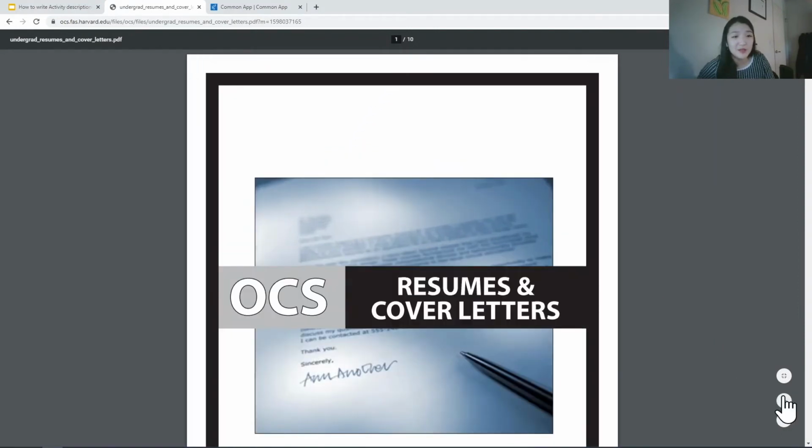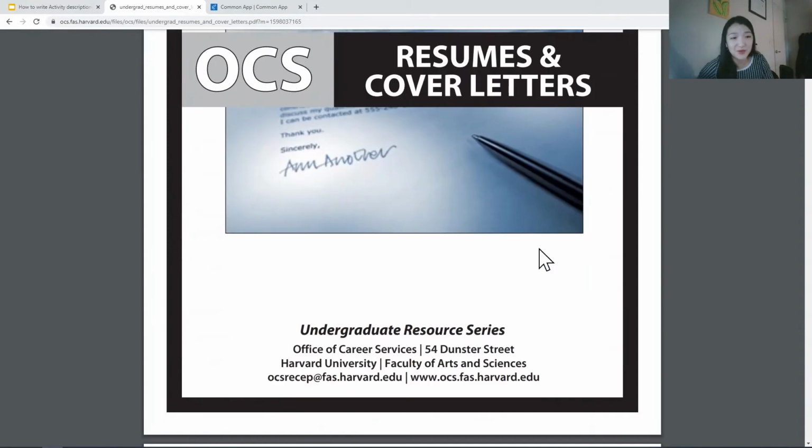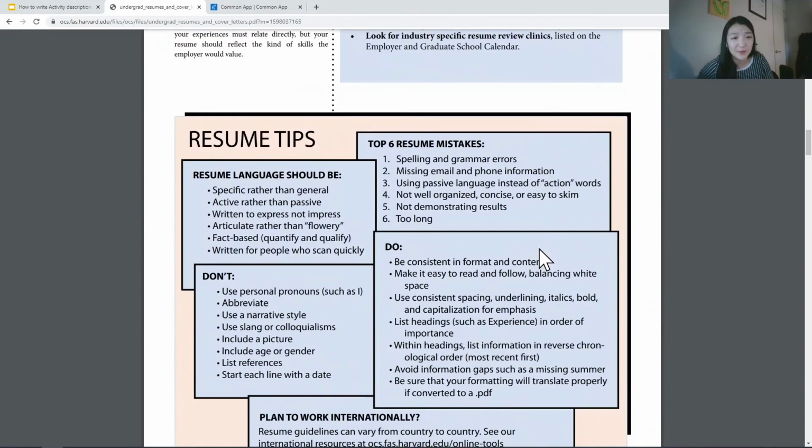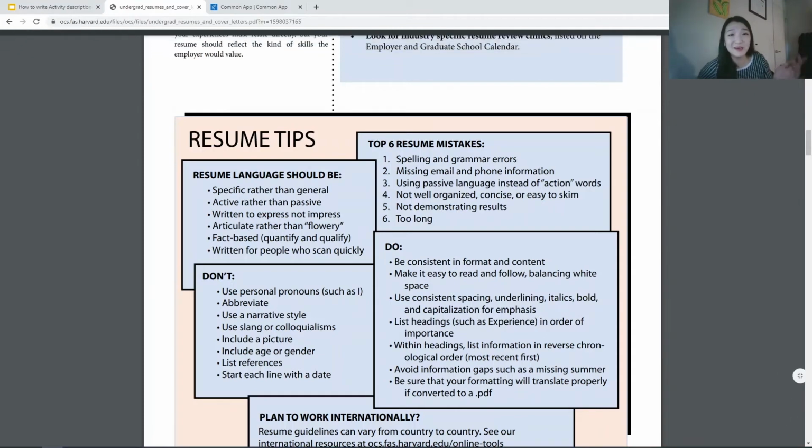So keep in mind that this guide is geared towards college students, but at the same time, there's a lot of takeaways that you can apply to your activity descriptions and also your resume writing in the future. So a lot of these resume tips, for instance, be specific rather than general, and use the active rather than passive voice. Absolutely use that. In a resume, you might not want to abbreviate, but you can abbreviate in a Common App description. So again, take all of these with a grain of salt.